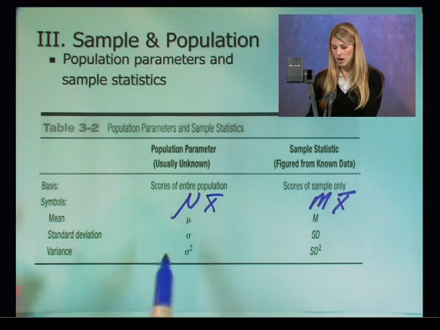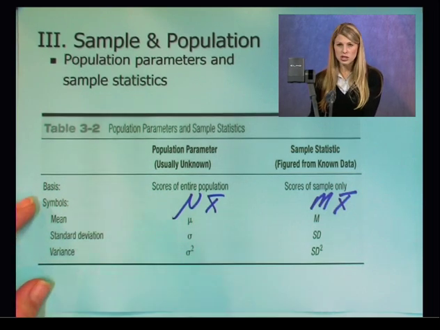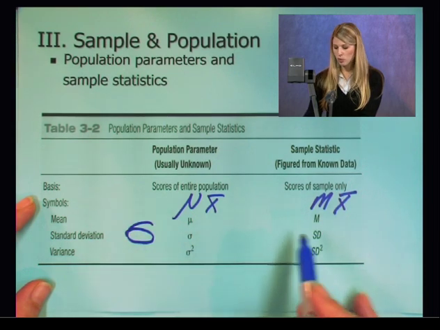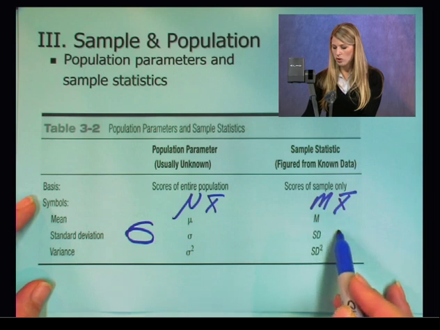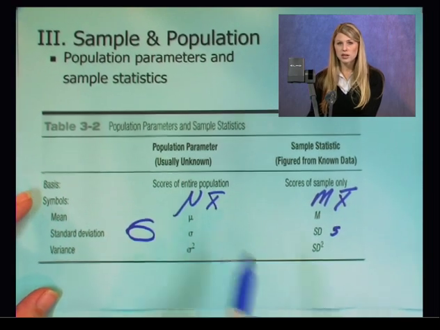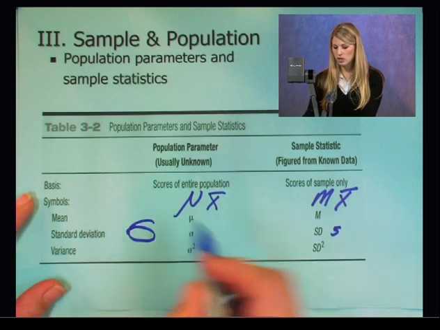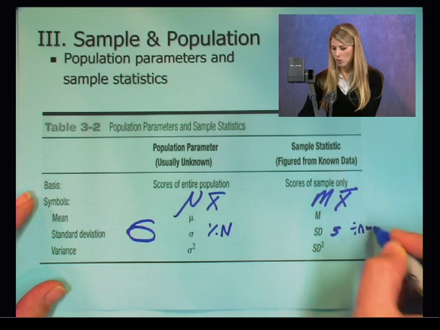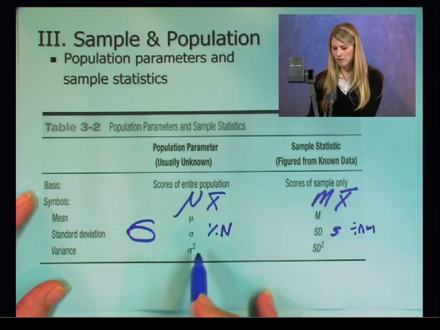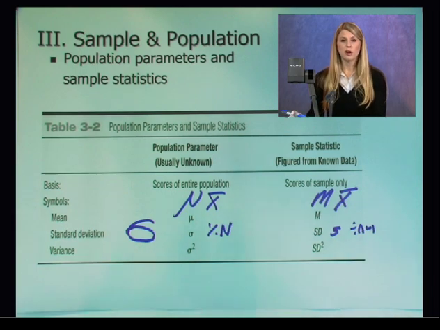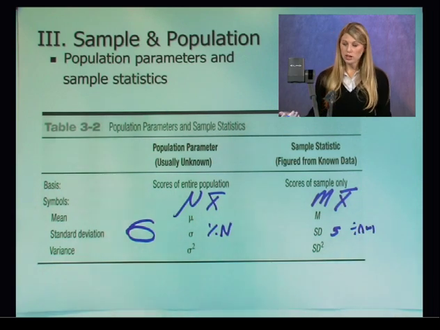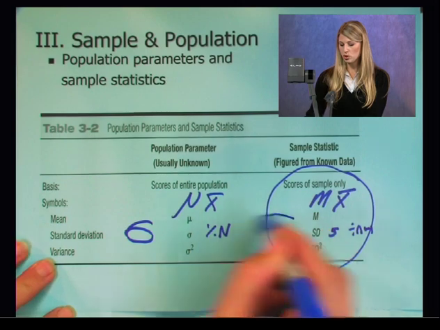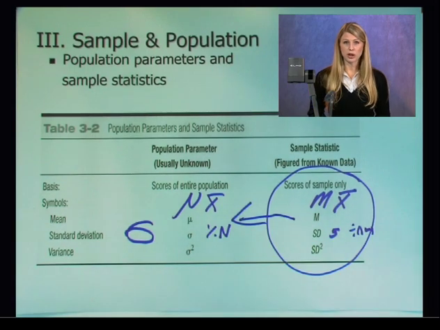Now, the standard deviation, as you know, for a population is the symbol sigma, and for a sample we either use SD or we use a lowercase s. There is a difference in how these are calculated. This one we divide by n, and this one we divide by n minus 1. And the same thing for variance. It's just those symbols squared for the population or for the sample. So when you see these symbols, be aware that you're looking at sample statistics that are being used to estimate population parameters.